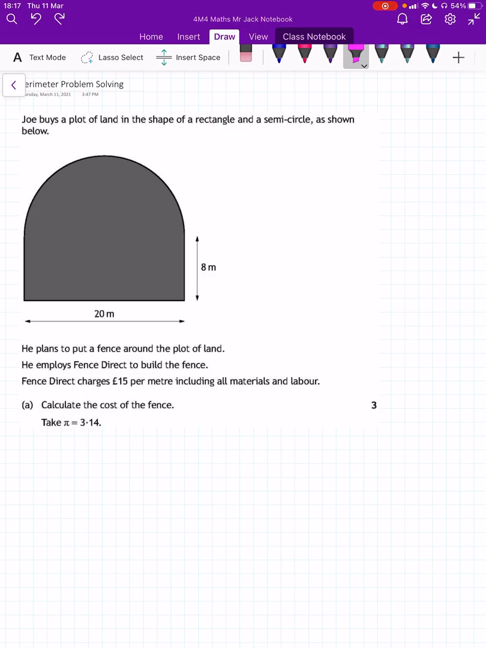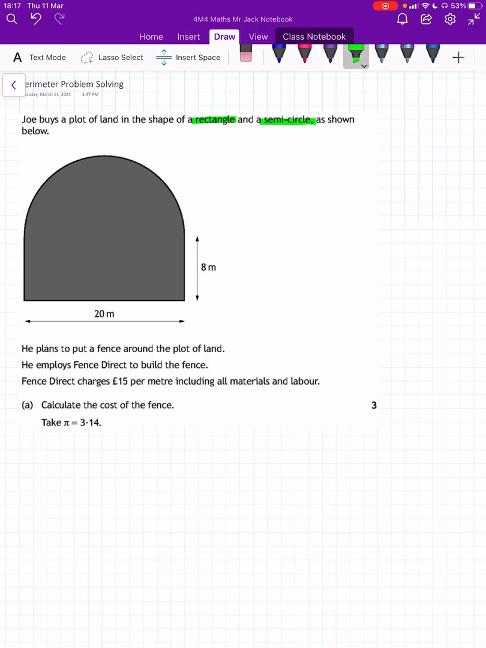So let's just first of all look at the question. We've got that Joe's bought a plot of land in the shape of a rectangle and a semicircle. So straight away you should be thinking of compound shapes. You should be thinking about what you know about rectangles, what you know about circles, and calculating their perimeters.